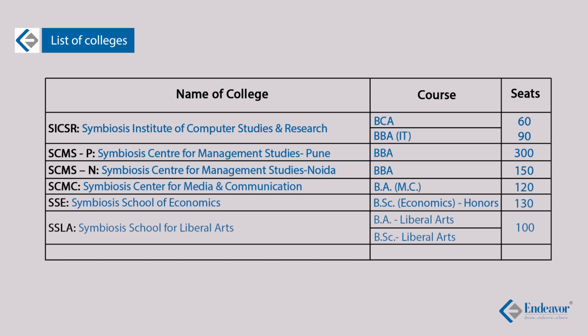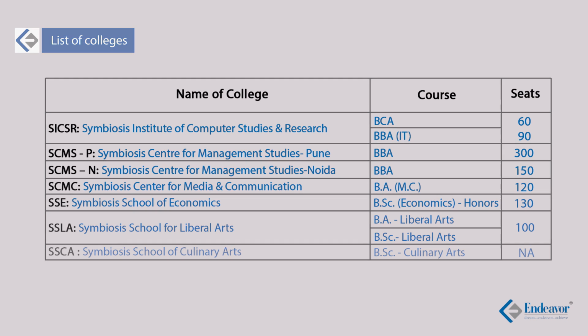Fifth one being Symbiosis School of Liberal Arts, which offers two types of courses, that is BA in Liberal Arts and BSc in Liberal Arts. This depends on which type of subjects you choose during your specialization in the later years of your graduation. And the sixth one, Symbiosis School of Culinary Arts, which offers BSc in Culinary Arts. We can have a look at the consolidated list of all the colleges and courses affiliated to it with the number of seats in each course.